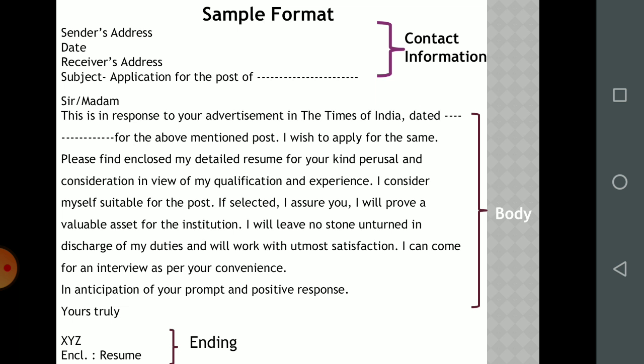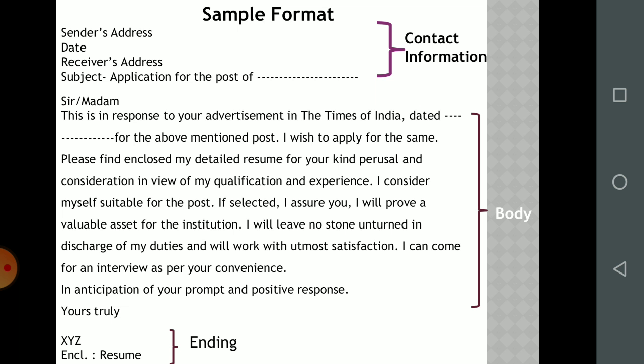If selected, I assure you I'll prove a valuable asset for the institution. I'll leave no stone unturned in discharge of my duties and will work with utmost satisfaction. I can come for an interview as per your convenience. So this is the closing line: in anticipation of your prompt and positive response. And then yours truly and then name.